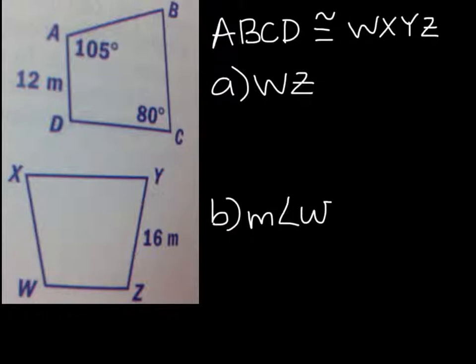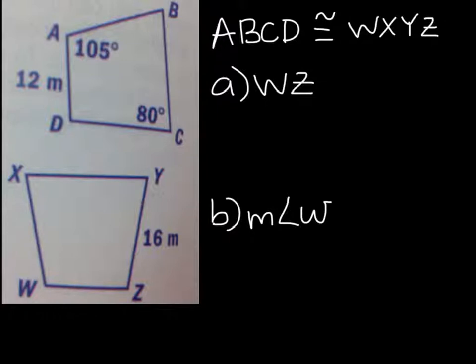Now let's find measures of congruent figures. If figure ABCD is congruent to WXYZ, then let's find the measure of line segment WZ, and let's find the measure of angle W. Because the quadrilaterals are congruent, we know that the corresponding angles are congruent and the corresponding sides are congruent. So we simply need to line up our figures and make sure we're comparing the correct side lengths and angles.